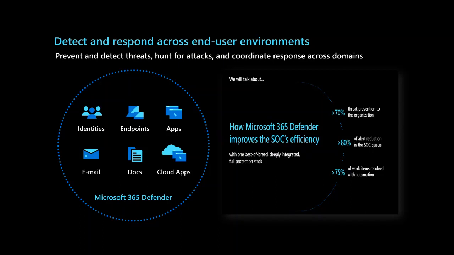And more than 80% of the signal noise and alerts has been reduced in the SOC queue by, remember, the out-of-the-box inline correlation that generates a multi-stage attack or high-fidelity incident. This saves a lot of signal noise coming from suspicious, malicious encounters, or even alerts coming to the SOC team. And more than 75% of the work items have been resolved.